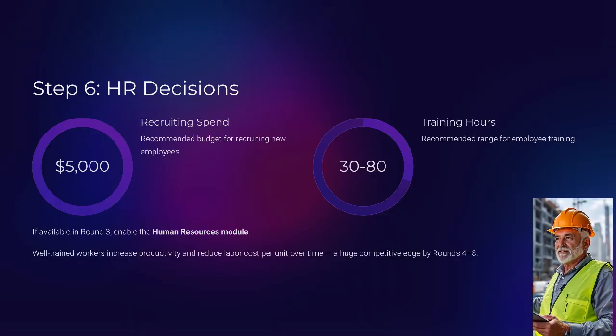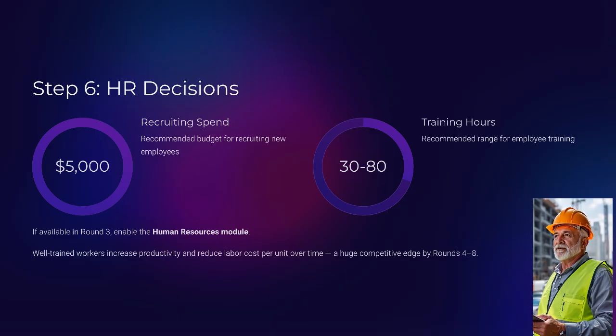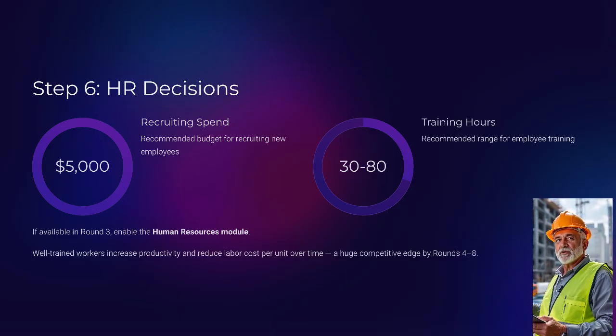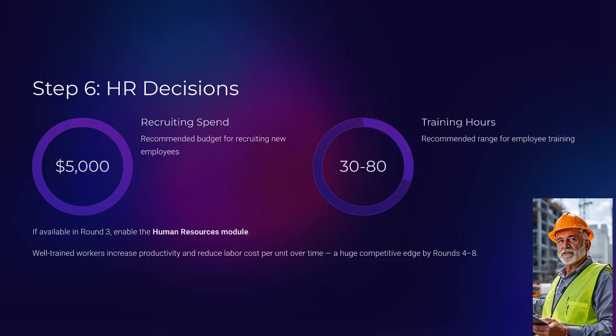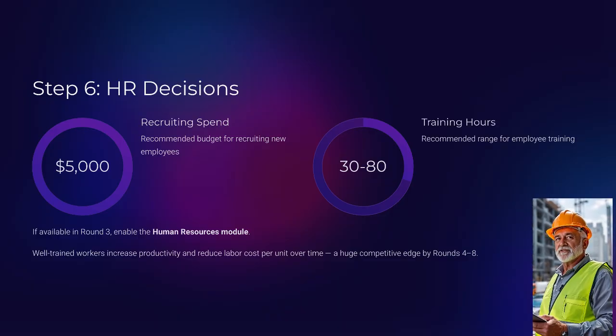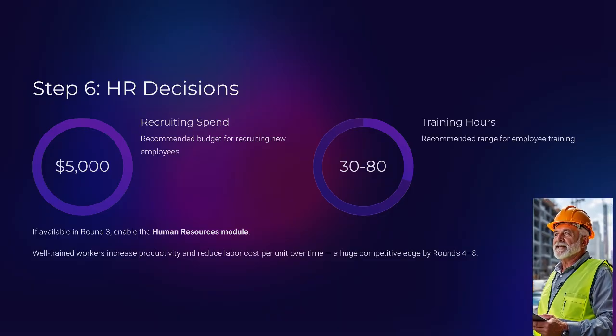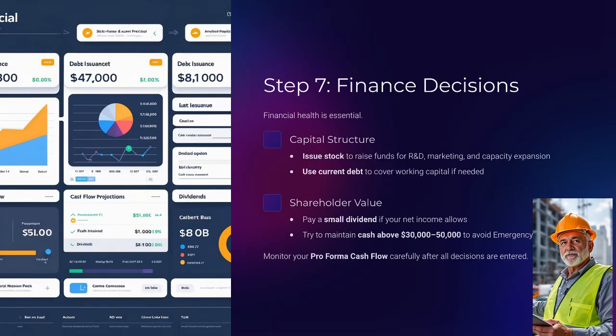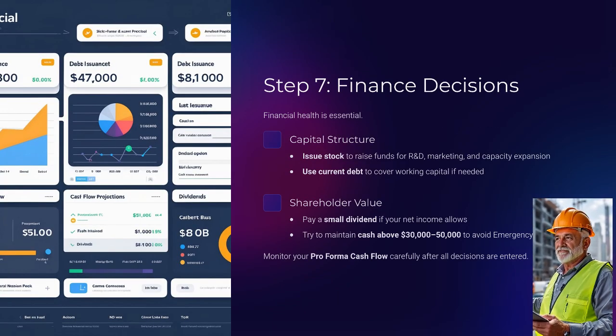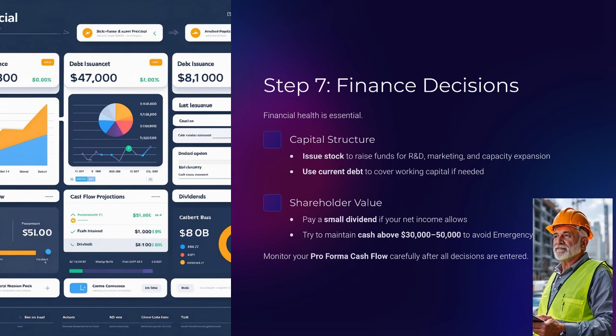Step 7. Finance decisions. Financial health is essential. In round 3, we recommend issuing stock to raise funds for R&D, marketing, and capacity expansion. Use current debt to cover working capital if needed. Pay a small dividend if your net income allows. Try to maintain cash above $30,000 to $50,000 to avoid emergency loans. Monitor your pro forma cash flow carefully after all decisions are entered.